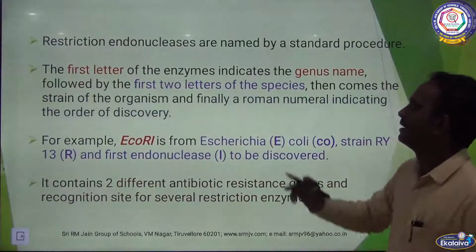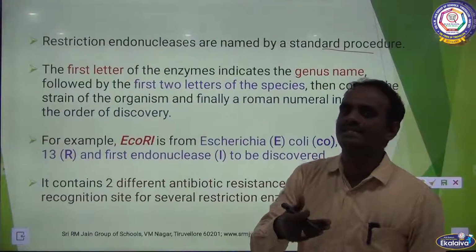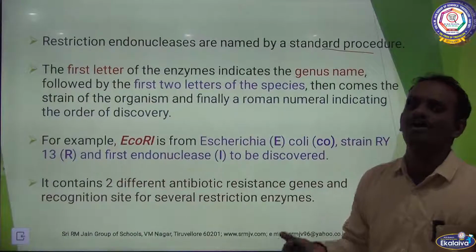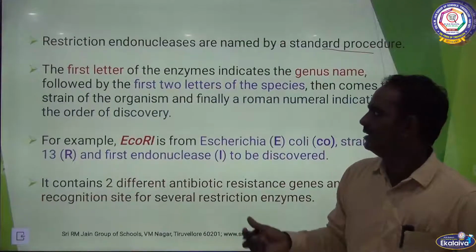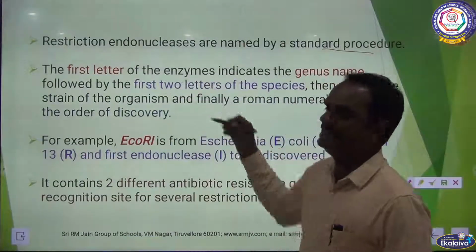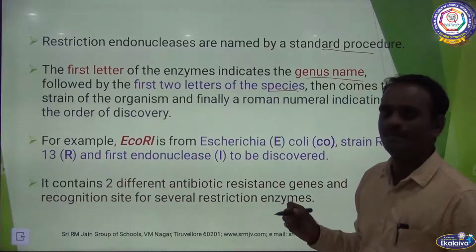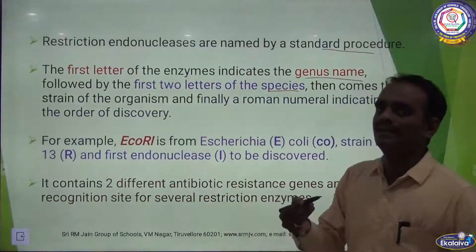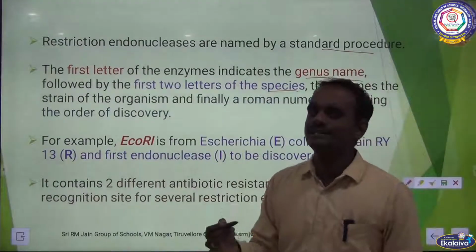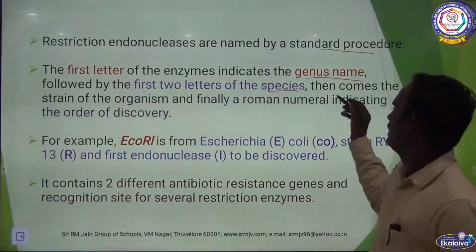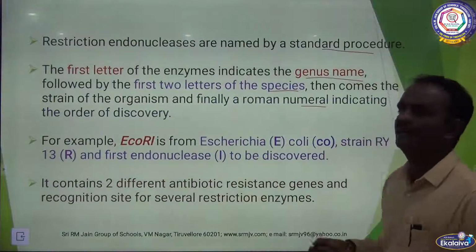Restriction endonucleases are named by a standard procedure. We already discussed what restriction endonuclease enzymes are, for example HindII, EcoRI, like that. For naming the enzyme, they follow standard procedures. The first letter indicates the genus name, followed by the first two letters of the species name. Can you get my point, children? Yes. Then comes the strain of the organism, and finally a Roman numeral indicating the order of discovery.